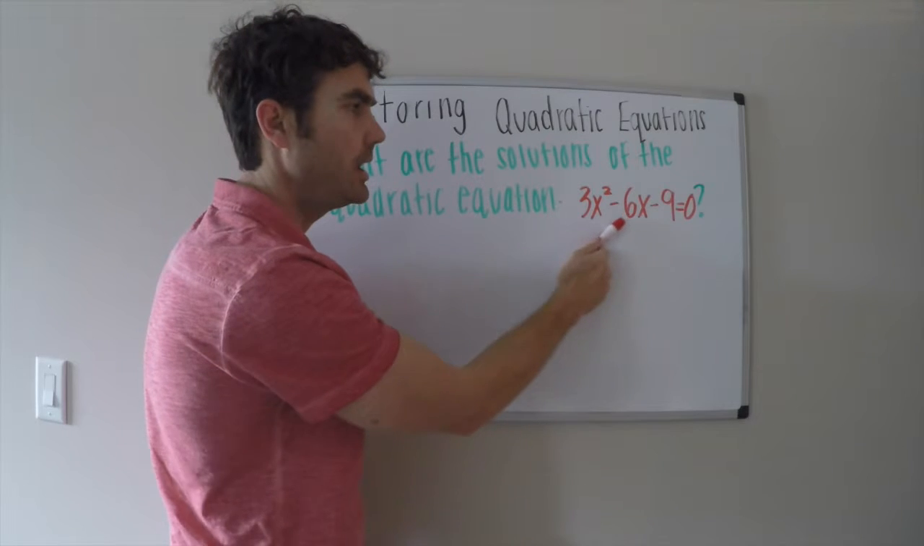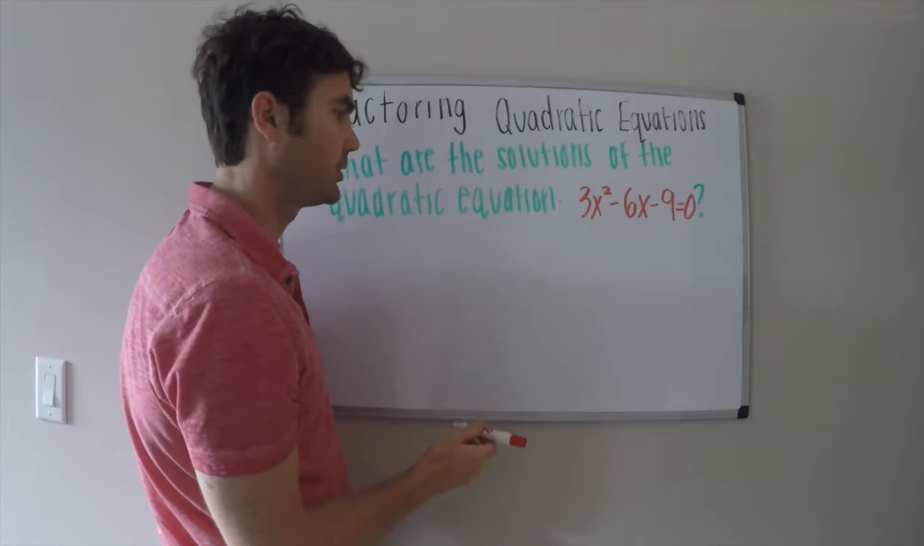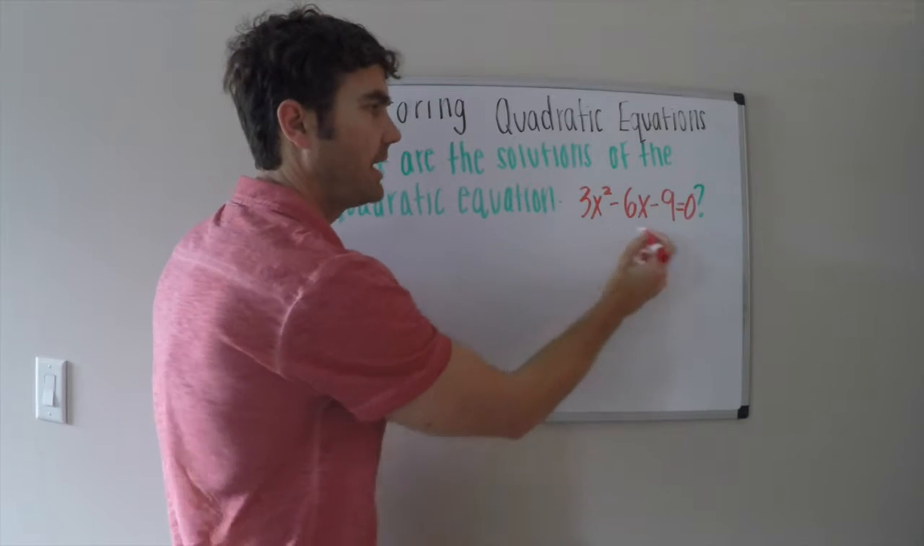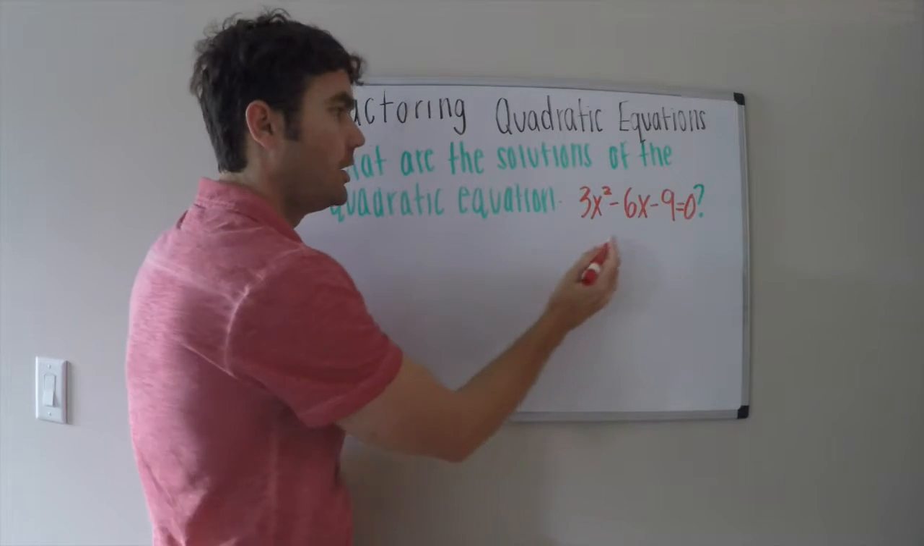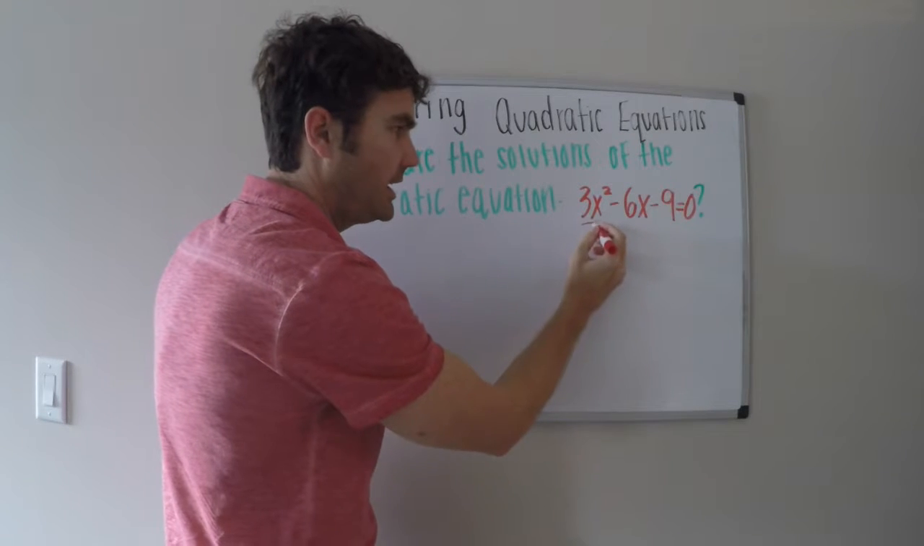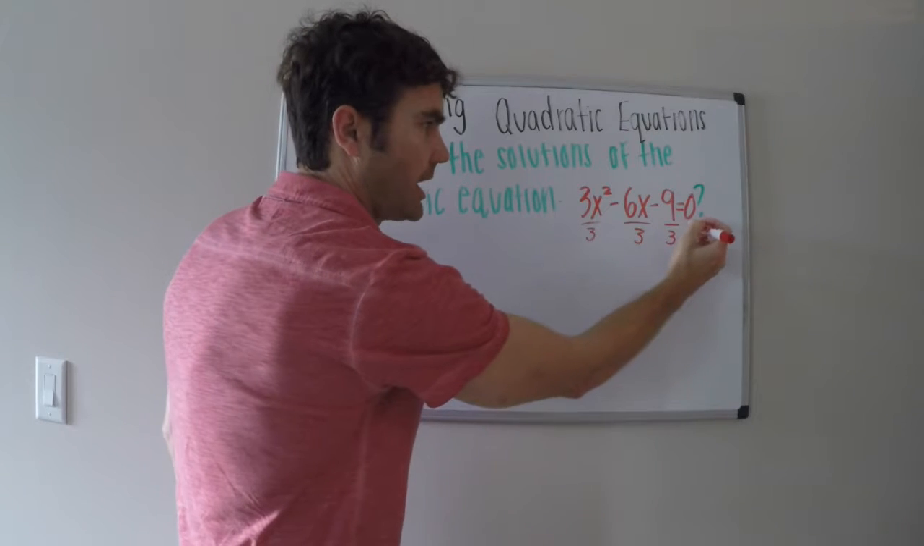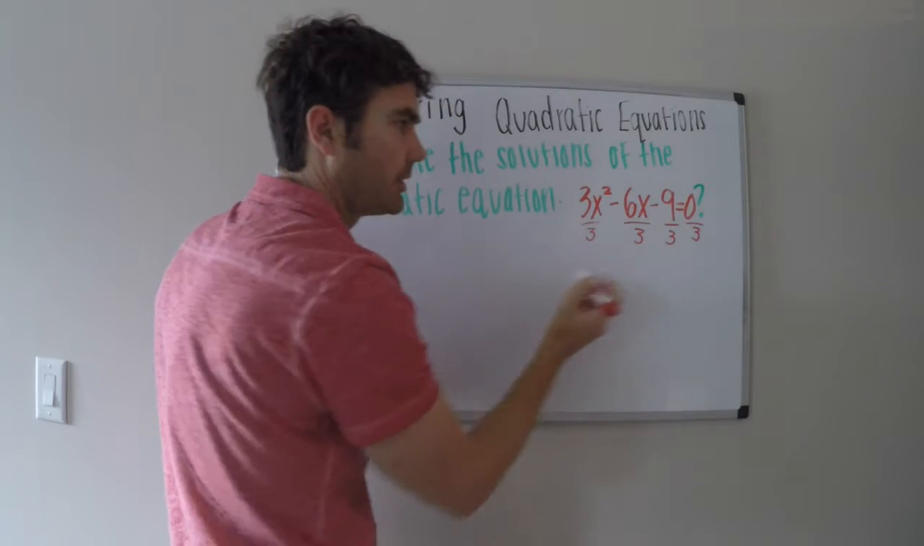I noticed that 3, 6, and 9 are all multiples of 3. So the first thing I'm going to do on both sides is divide by 3. When I divide by 3 on the left, remember that means I divide each of the terms by 3. And when I divide by 3 on the right, I'm going to get 0 divided by 3.